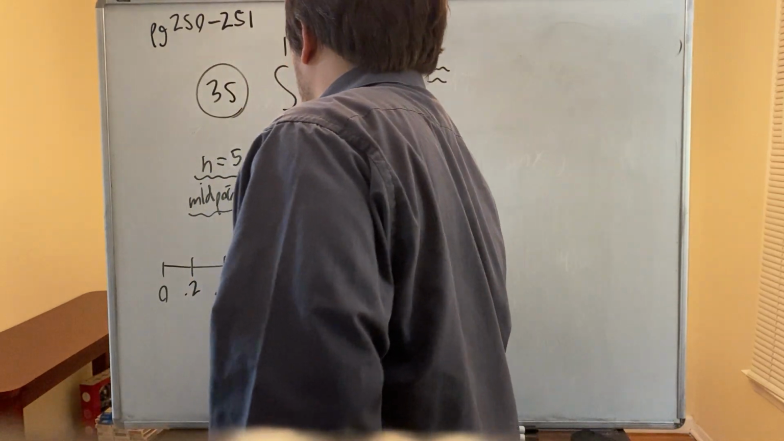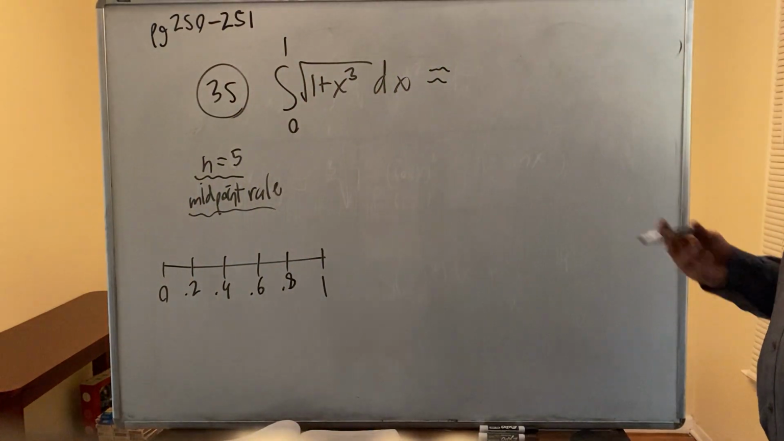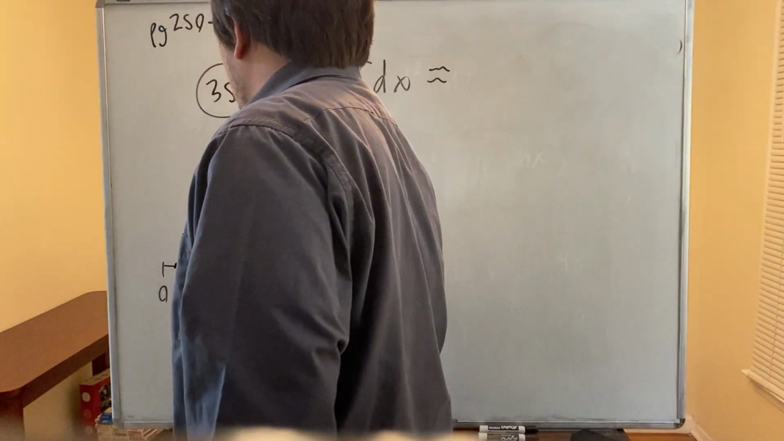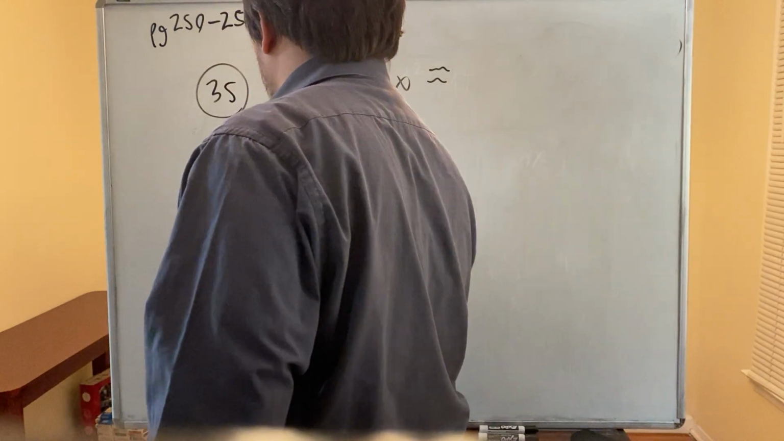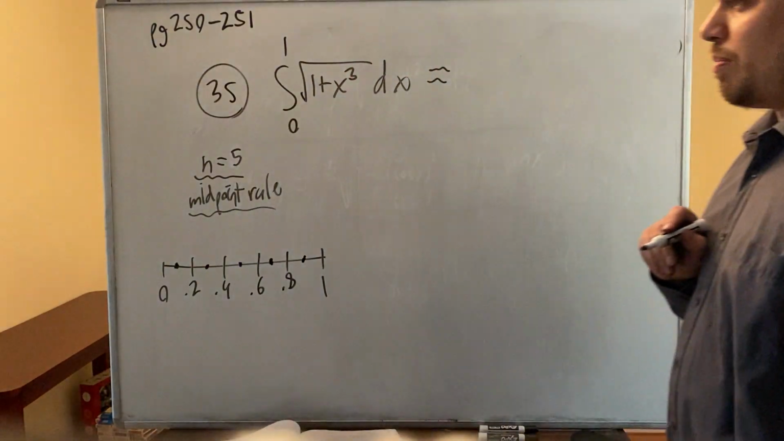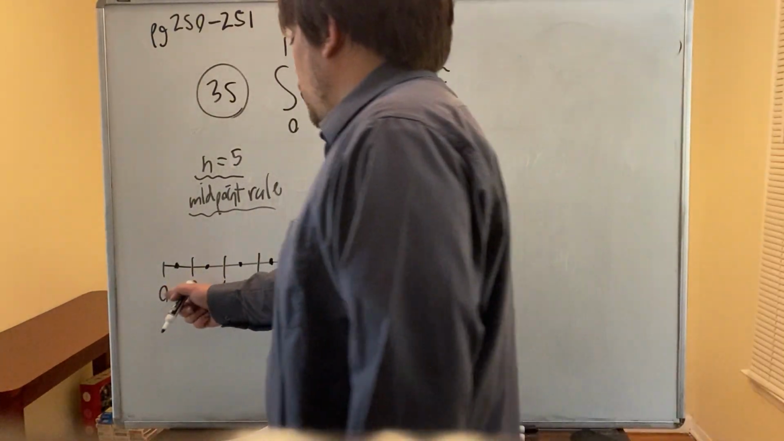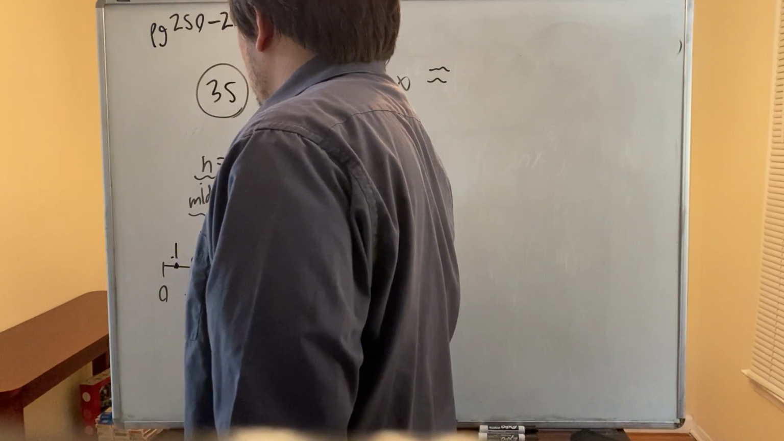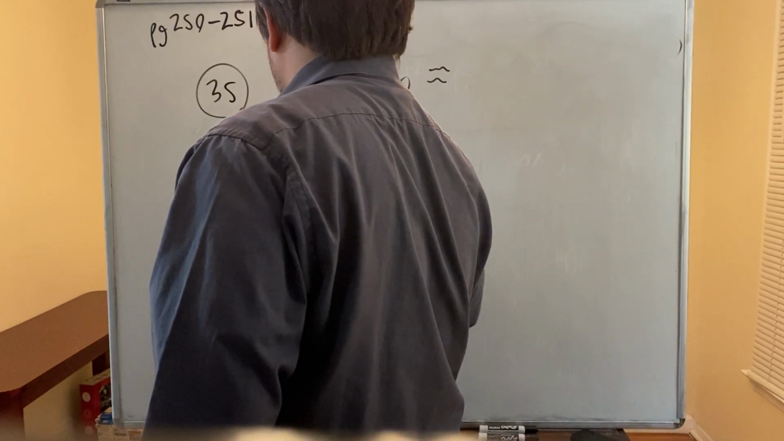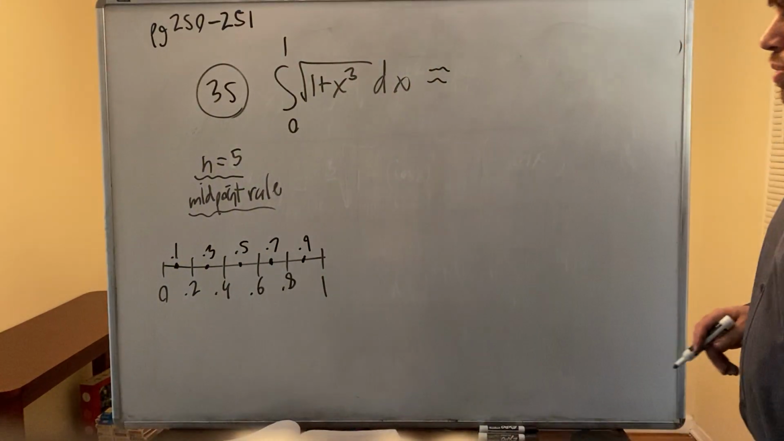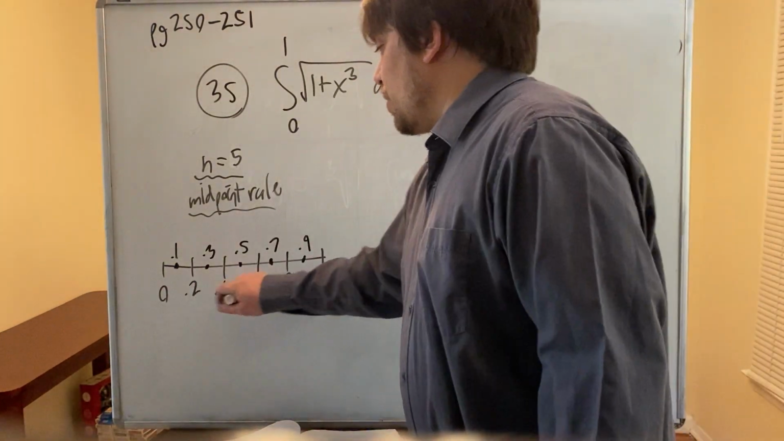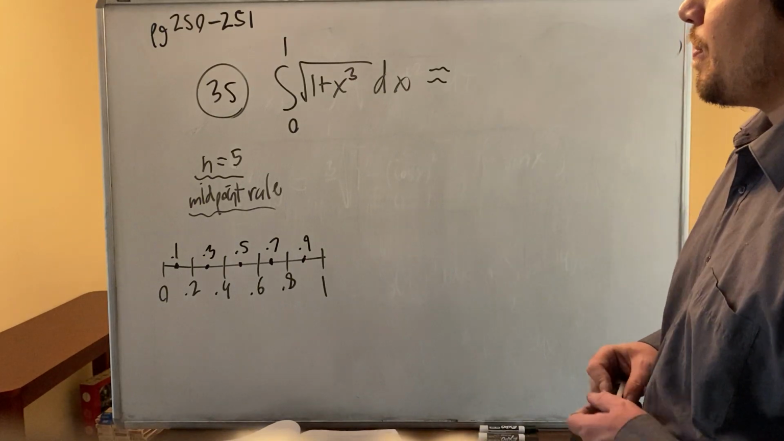0.2, 0.4, 0.6, 0.8, and then 1. The midpoint rule says take the midpoint of each subinterval. So this is the first subinterval at that midpoint, second subinterval at that midpoint, third, fourth, and fifth subinterval at that midpoint. The midpoint of 0 to 0.2 is 0.1, the midpoint of 0.2 to 0.4 is 0.3, of 0.4 to 0.6 is 0.5, of 0.6 to 0.8 is 0.7, and of 0.8 to 1 is 0.9. So those are the midpoints of those 5 subintervals. It's just the average of the endpoint values, right?